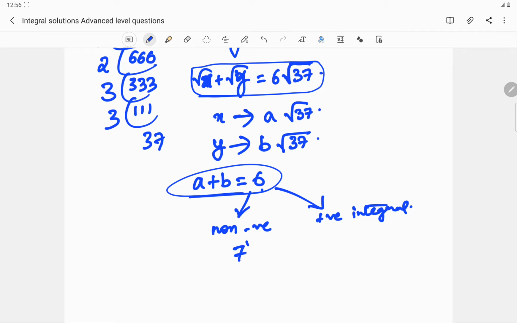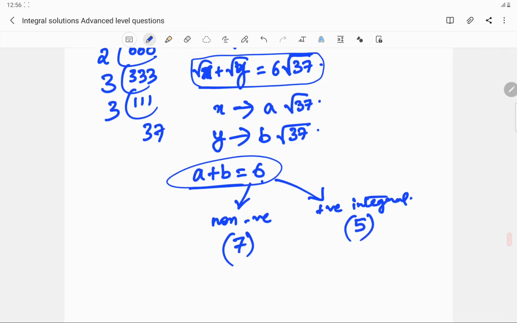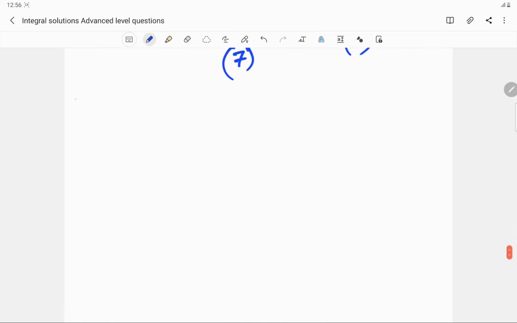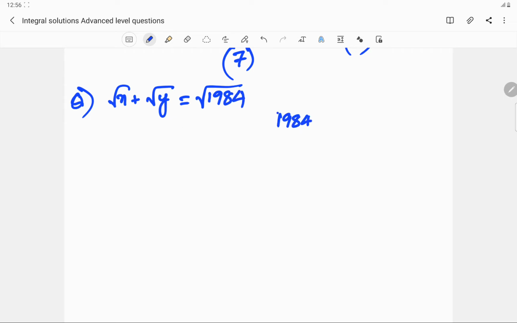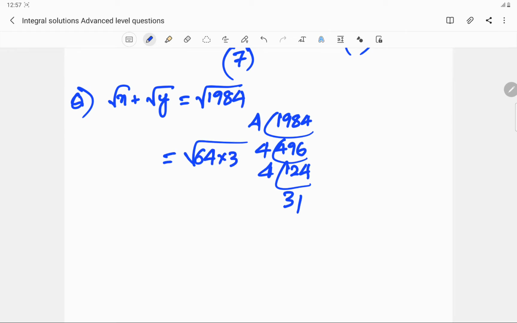So this would be 7, this would be 5. Now let us look at another similar type of question. This question has an equation root x plus root y is equal to square root of 1984. So this 1984, let us check whether there are any perfect squares inside it. This is 64 into 31, which is nothing but 8 into square root of 31.